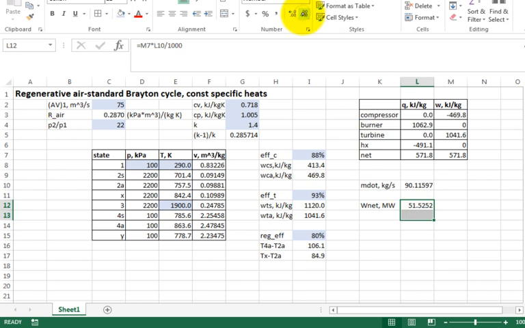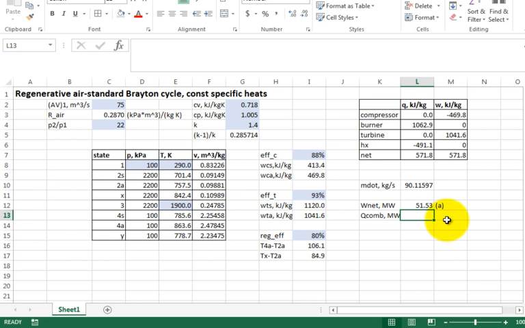Let's just clean it up. I'll leave it to 4 significant digits. There's the power out of the cycle, 51.5 megawatts. All right, that's the answer to part A. Sometimes I like to label things like that. Q in the combustor in units of megawatts. So how much heat released due to the fuel being burned in the combustor is there?